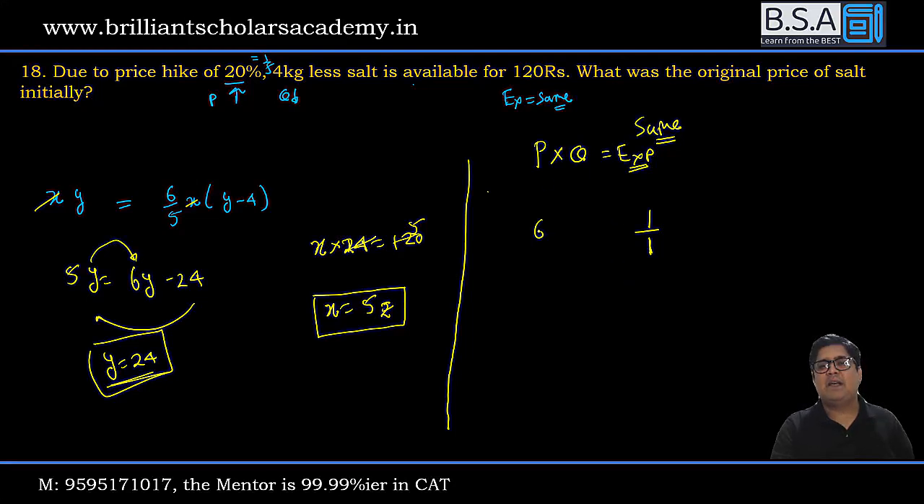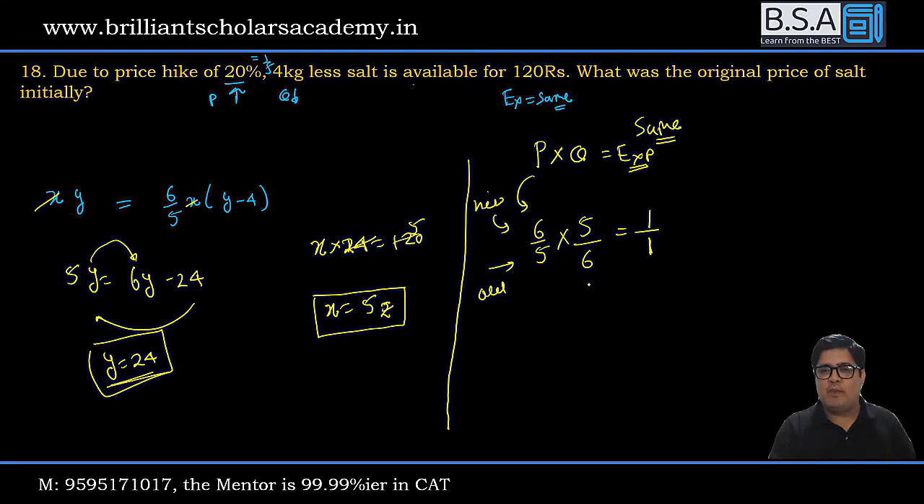Price has become 6 by 5. Expenditure did not change. So can I say quantity will become 5 by 6? These are old values. These are new values. New values are always in the numerator.